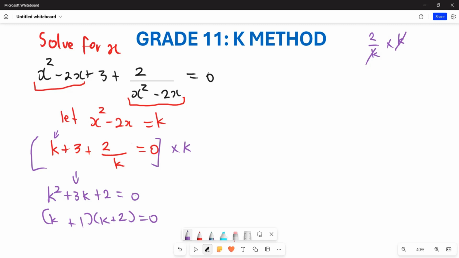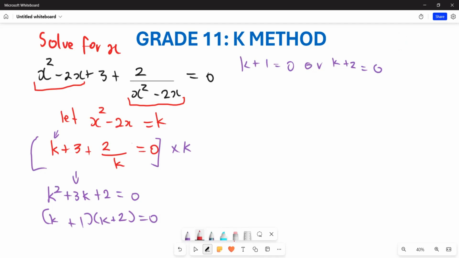Okay, so now from there you're going to say, look, this is going to be your k plus 1 is equal to 0, or your k plus 2 is equal to 0, right? Hopefully you can see that. Let me just remove that for you.